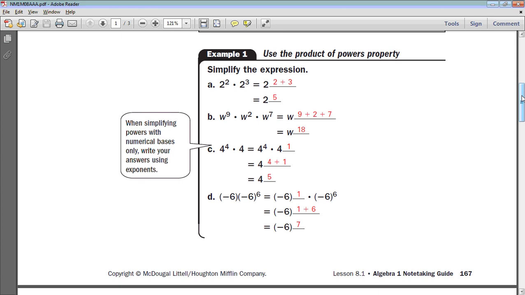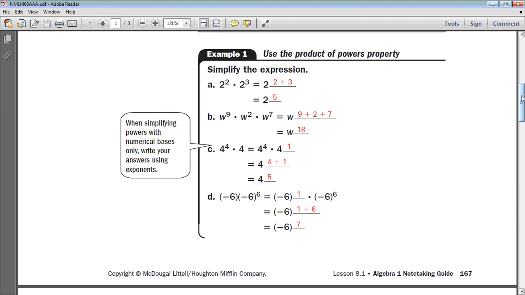Use the product of powers property. So basically use what we just learned. Simplify the expression. 2 squared times 2 cubed gives me 2 to the 2 plus 3, which is 2 to the 5th. I just added the exponents. Same thing here. I have w to the 9th times w squared times w to the 7th, which gives me w to the 18th. Just take 9 plus 2 plus 7.